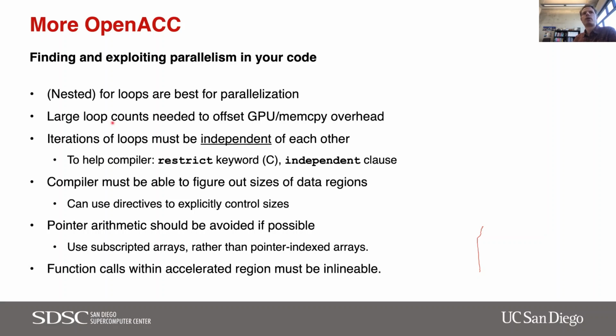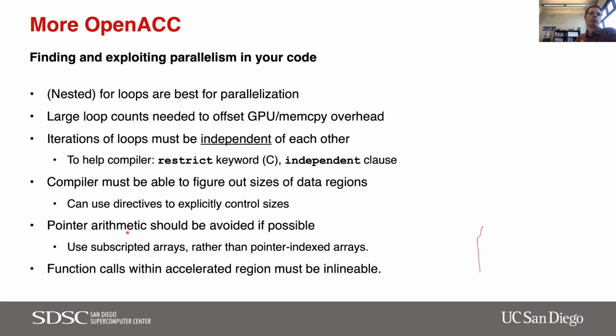You need large loop counts to offset the GPU memory copy overhead. The iterations of the loops must be independent of each other. Otherwise, you cannot parallelize it. You can help the compiler in C by using the restrict keyword, or there's a clause called independent to help the compiler if that is the case. And the compiler must be able to figure out sizes of the data regions too, and so you can use directives to explicitly control that.